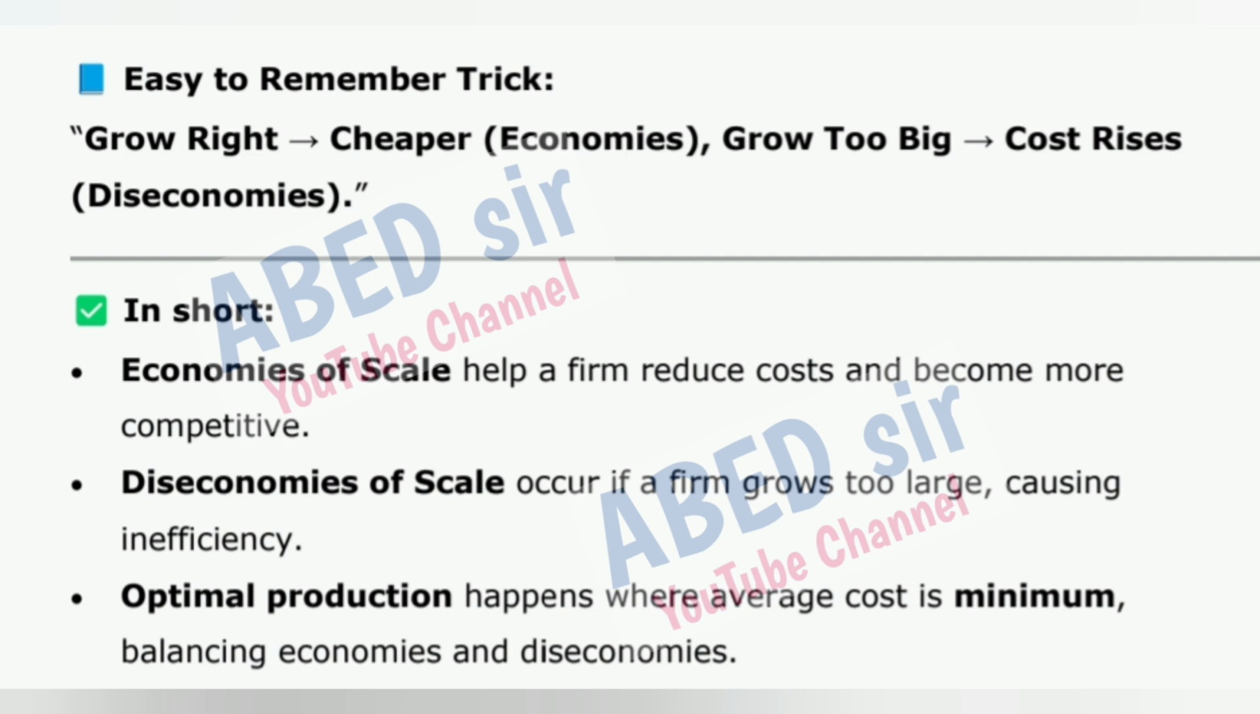In short, economies of scale help a firm reduce costs and become more competitive. Diseconomies of scale occur if a firm grows too large, causing inefficiency. Optimal production happens where average cost is minimum, balancing economies and diseconomies.